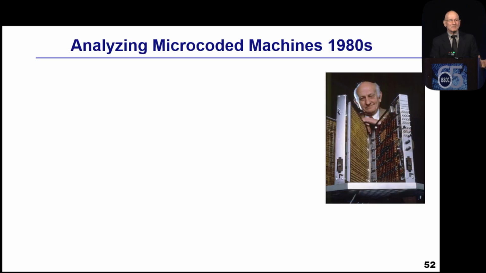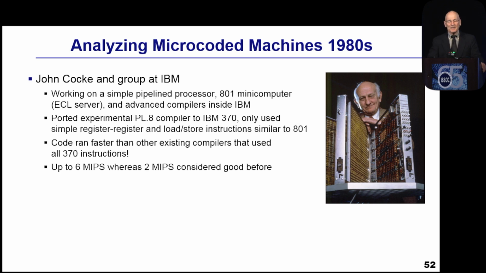But what happened to these microcoded machines? This is a picture of John Cocke, one of the heroes of computing. He and a group at IBM Research were building something that didn't need microcode, and they had built a nice compiler for it. They said, well, what would happen if we tried that on basically the IBM 360 instruction set? Suppose we just used the simple instructions and not the complicated ones. Well, programs ran quite a bit faster, 3 times faster.